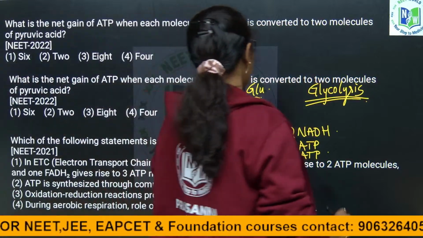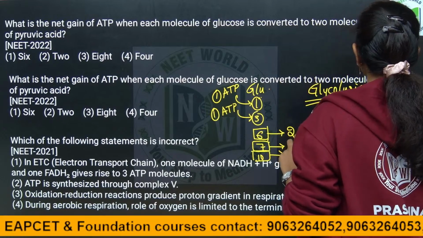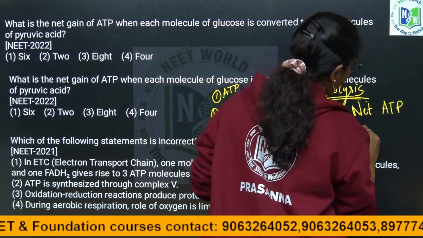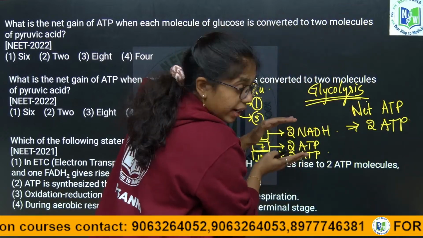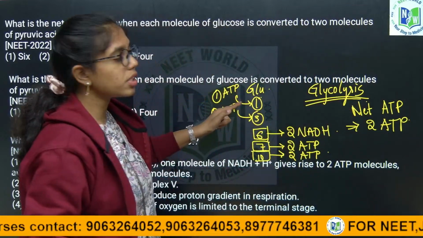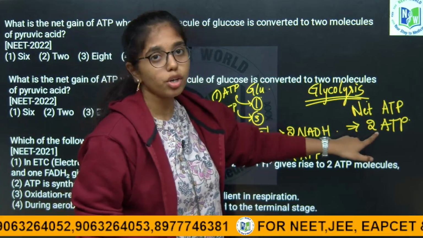So, yes, here the net ATP of glycolysis will be 2 ATP. It is 2 ATP because from the 4 ATP released, 2 are utilized by the preparatory phase of glycolysis, okay. That is why the net ATP is 2 ATP.